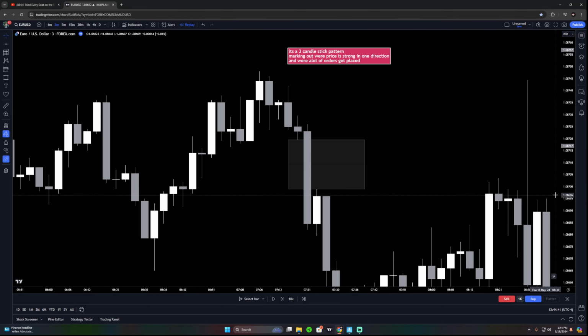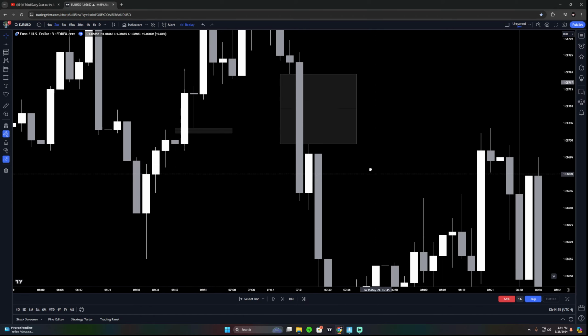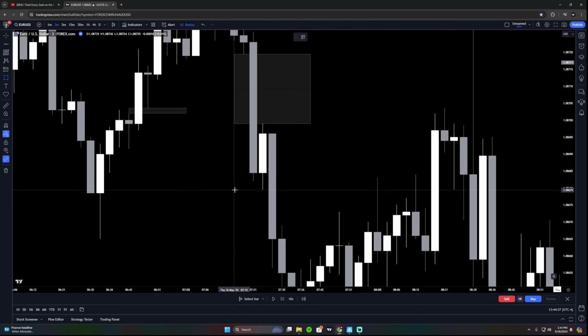Now, what is not a fair value gap? This is not a fair value gap. You see how there's no space right here? This is not a fair value gap, no space. This, very small fair value gap. You see that? Very small right there, okay? This right here, fair value gap, okay?